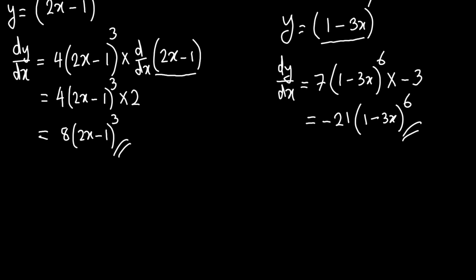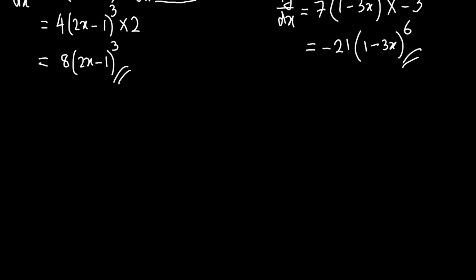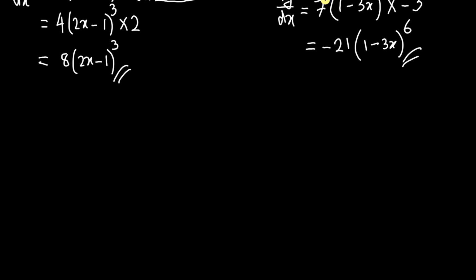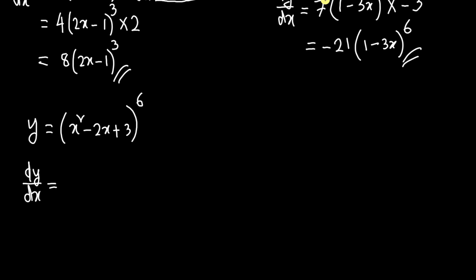Hope you understood the way I am showing the questions. Another question: y = (x^2 - 2x + 3)^6. Similarly, we can find our answer by differentiating it. dy/dx: first differentiate the power, so 6 comes down from this 6.